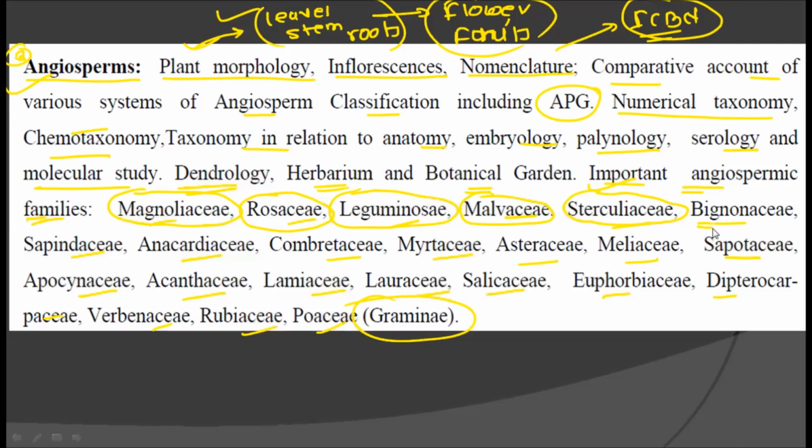So you have to study all these angiospermic families. All right. The nomenclature, that is the ICBN nomenclature video, is already uploaded on our Botany optional channel. Then the videos on chemotaxonomy and palynology are also uploaded to the Botany optional channel. The link for these videos will be given in the description box of this channel so that you can easily check it out. All right.